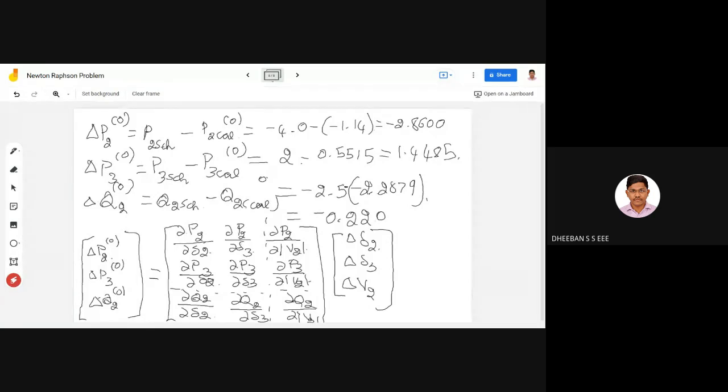So we have found these three elements, and now we have to find all the elements in this matrix, that is your Jacobian matrix. After finding, when you bring it from your right hand side to your left hand side, you have to take the inverse. So it's a little bit tedious process. I'll be starting with your first element, del P2 by del 2.